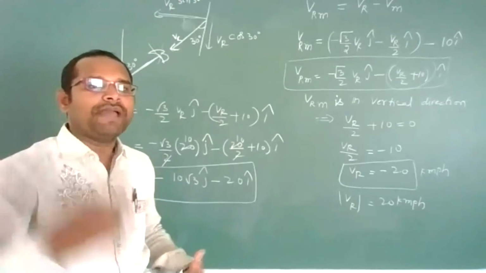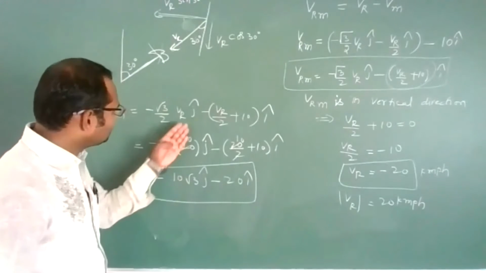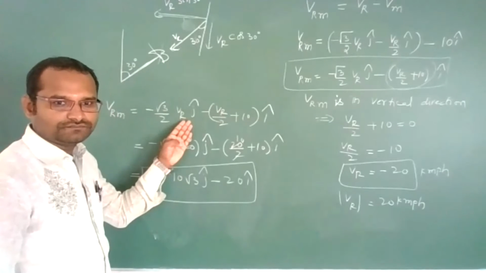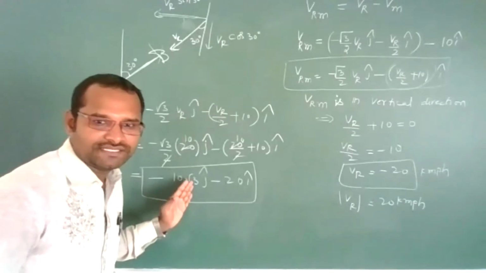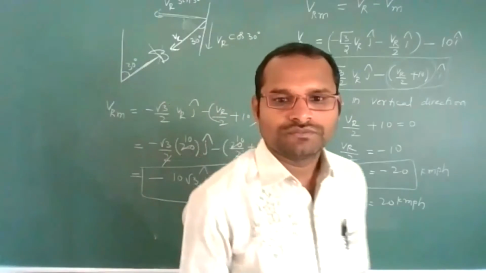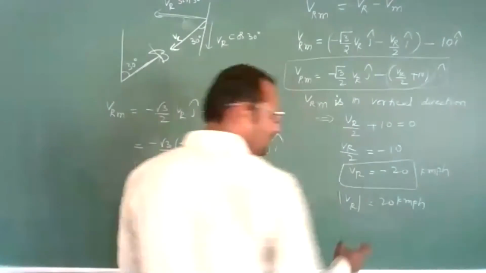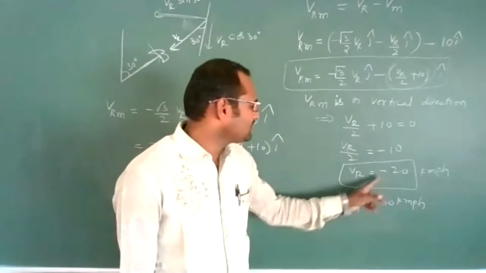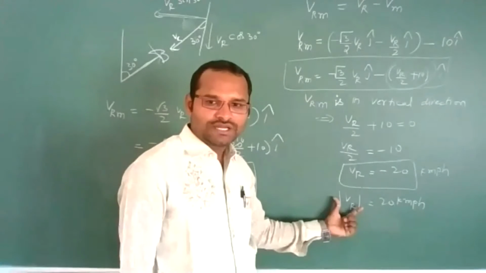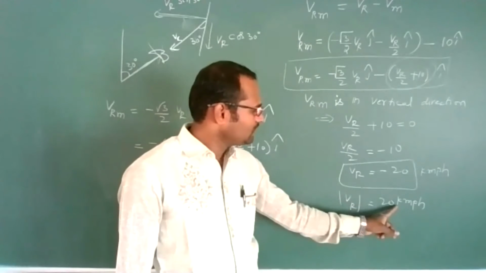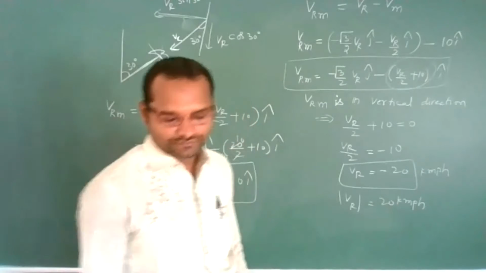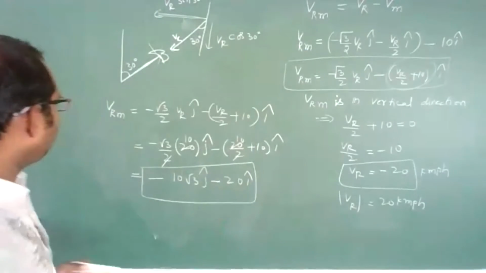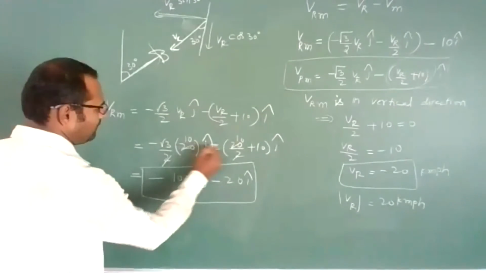With respect to man, they are saying. That's why. Yes. Last point, why we should not keep minus? VR value only modulus 20 km/h. Some students ask, why do we need to keep minus, why should we not keep minus here?